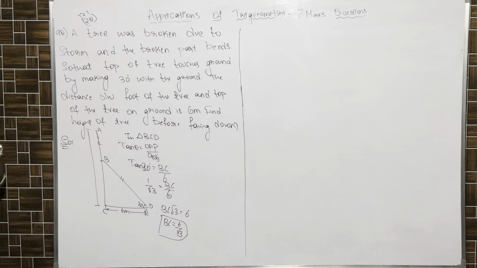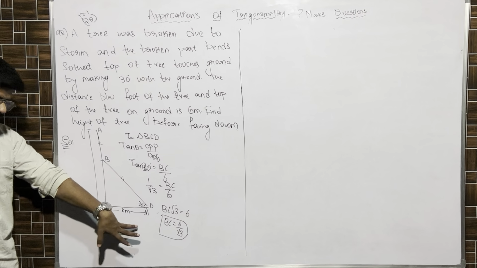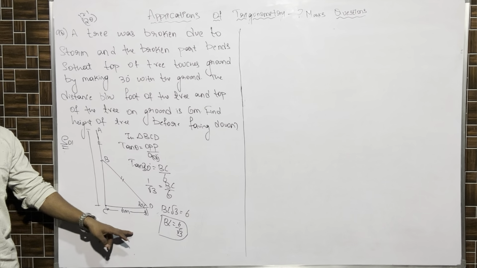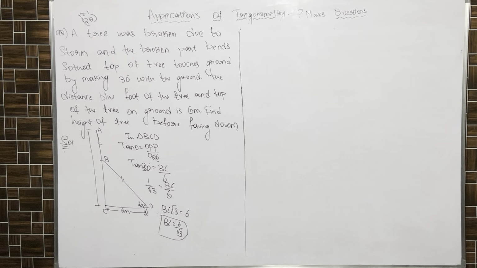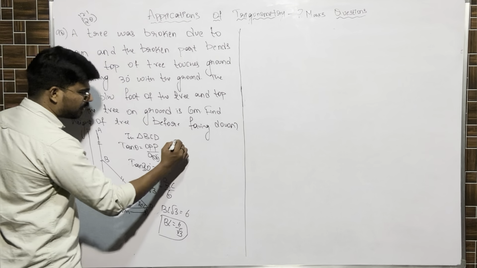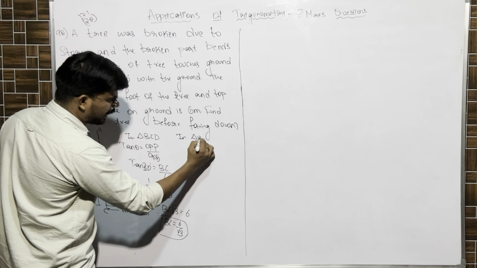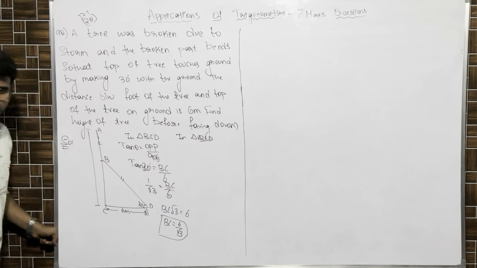We have to find BD also. Now, with respect to this 30 degree angle, one of the sides is known, which is 6. What is this side? Opposite, adjacent, hypotenuse? Adjacent. And now we have to calculate BD, the hypotenuse. Adjacent by hypotenuse is cos theta. In the same triangle BCD, for the first time we got cos theta.